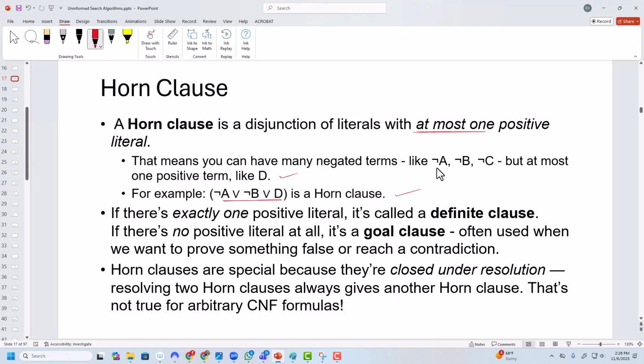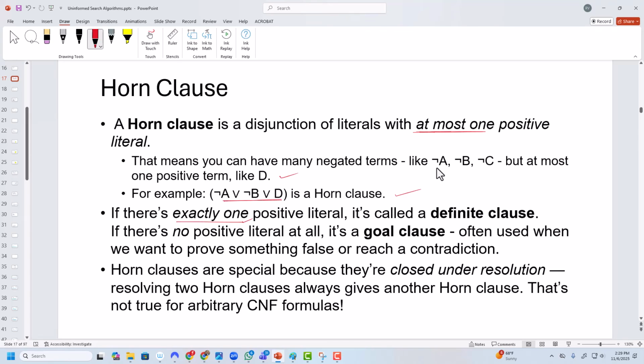If there is exactly one positive literal, then it's called a definite clause. Exactly one. So a Horn clause in general has at most one, and a definite clause has exactly one. That's the important part. If there is no positive literal, then it's called a goal clause, often used when we want to prove something false or reach a contradiction. So it's a goal clause, no positive literal.